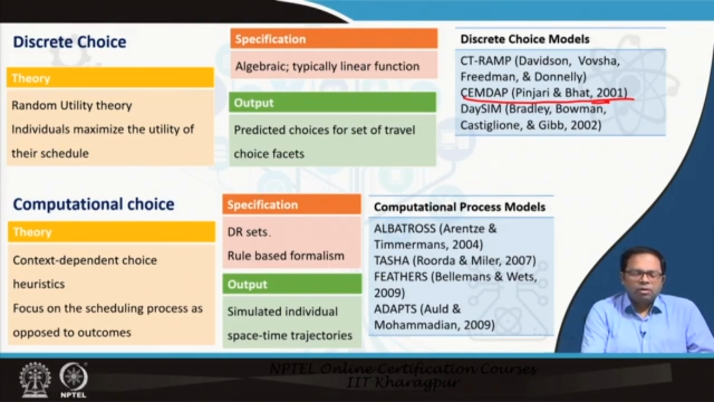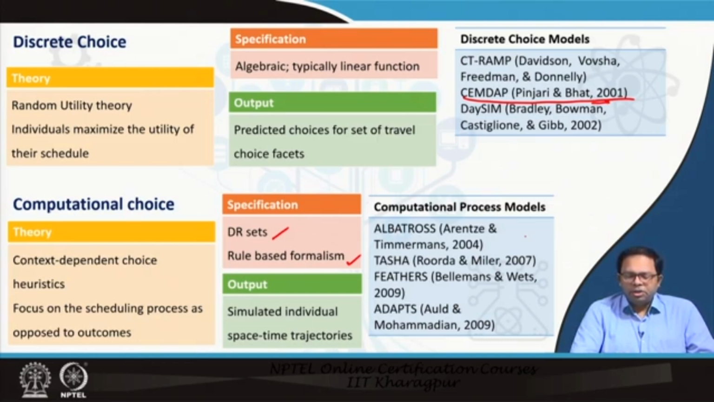Here we use a lot of decision trees, and we arrive at DR sets, decision rule sets, which are rule based formalism. So we have rules: if this is yes, then do this. This kind of decision making was there, and the output is simulated individual space-time trajectories. That means we simulate for a synthetic population, determining their space-time trajectory all throughout the day, that is, where they were in location and at what time, and that is what was determined.